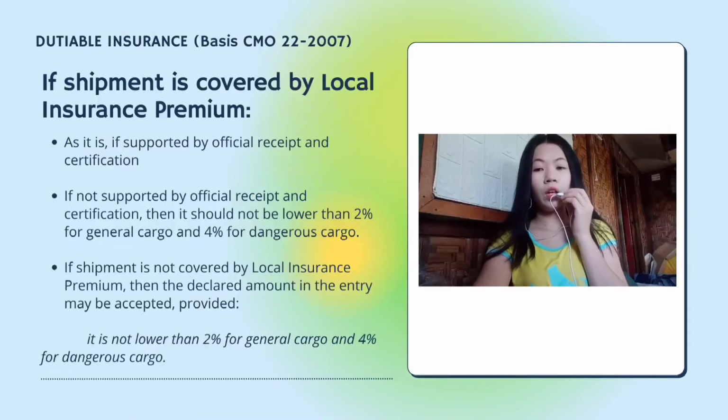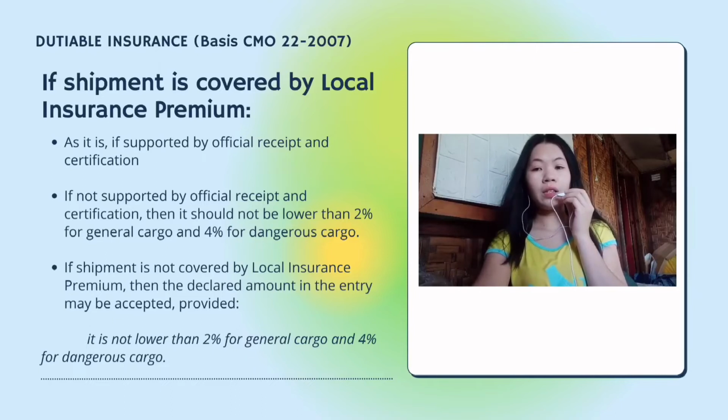Next, we have the if shipment is covered by local insurance premium. So, what do you mean by shipment? So, when we say shipment, it is an action for shipping the goods, and insurance premium is referred to a specific amount to be paid periodically by the issued individual to maintain their insurance coverage as calculated by the insurance company. So we have here some rules.